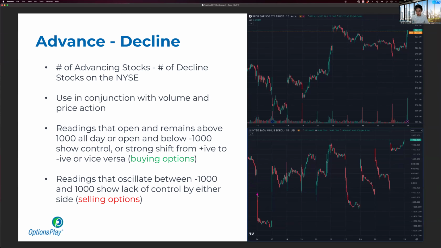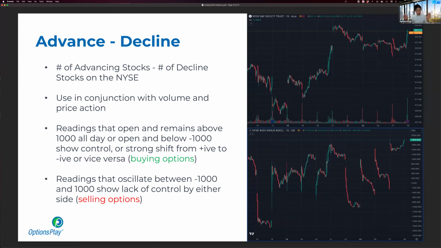That just gives you a sense that no one really has control. Versus some days where you kind of open around negative 400, it pushes down to negative 1,600 immediately and it stays there the whole day. That tells you sellers have control over that day. So what you're really looking for are readings that open and remain above either positive 1,000 or negative 1,000. That gives you a sense that there's control or a strong shift from positive to negative. Those are your potential opportunities to be an option buyer for the day.